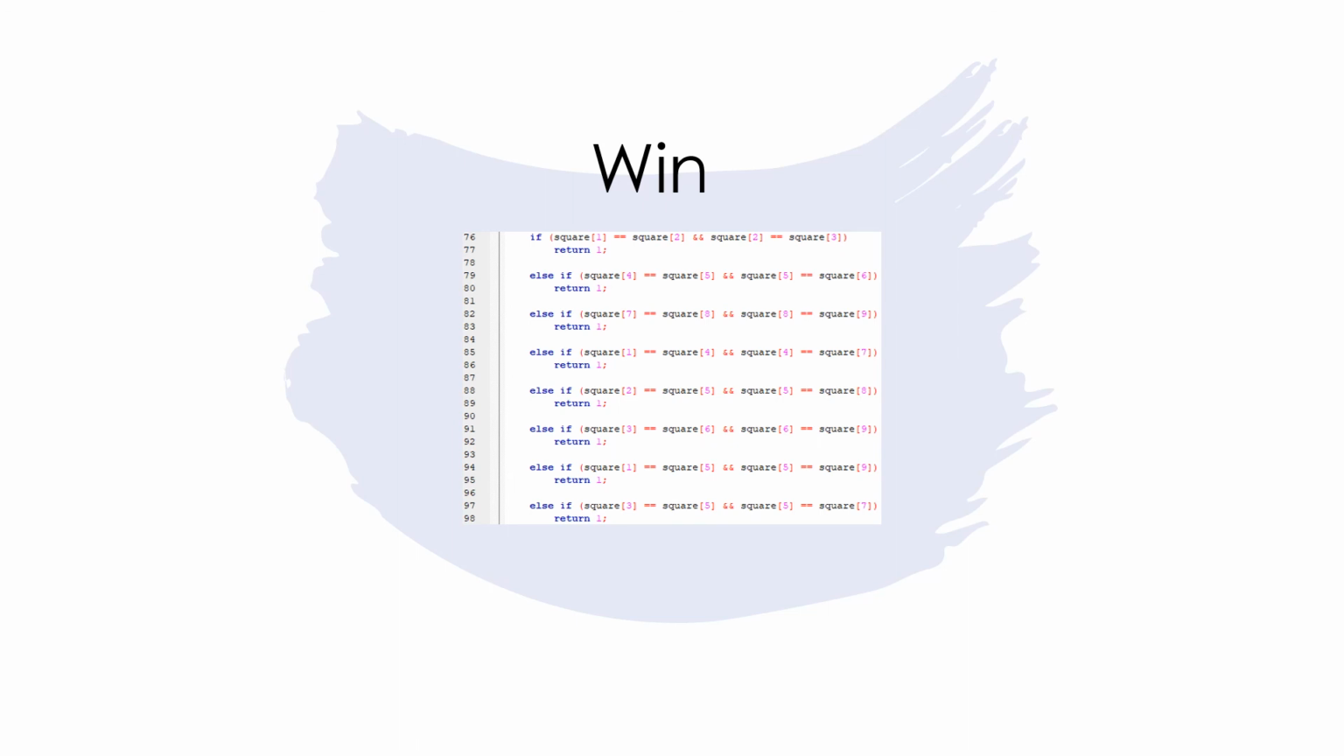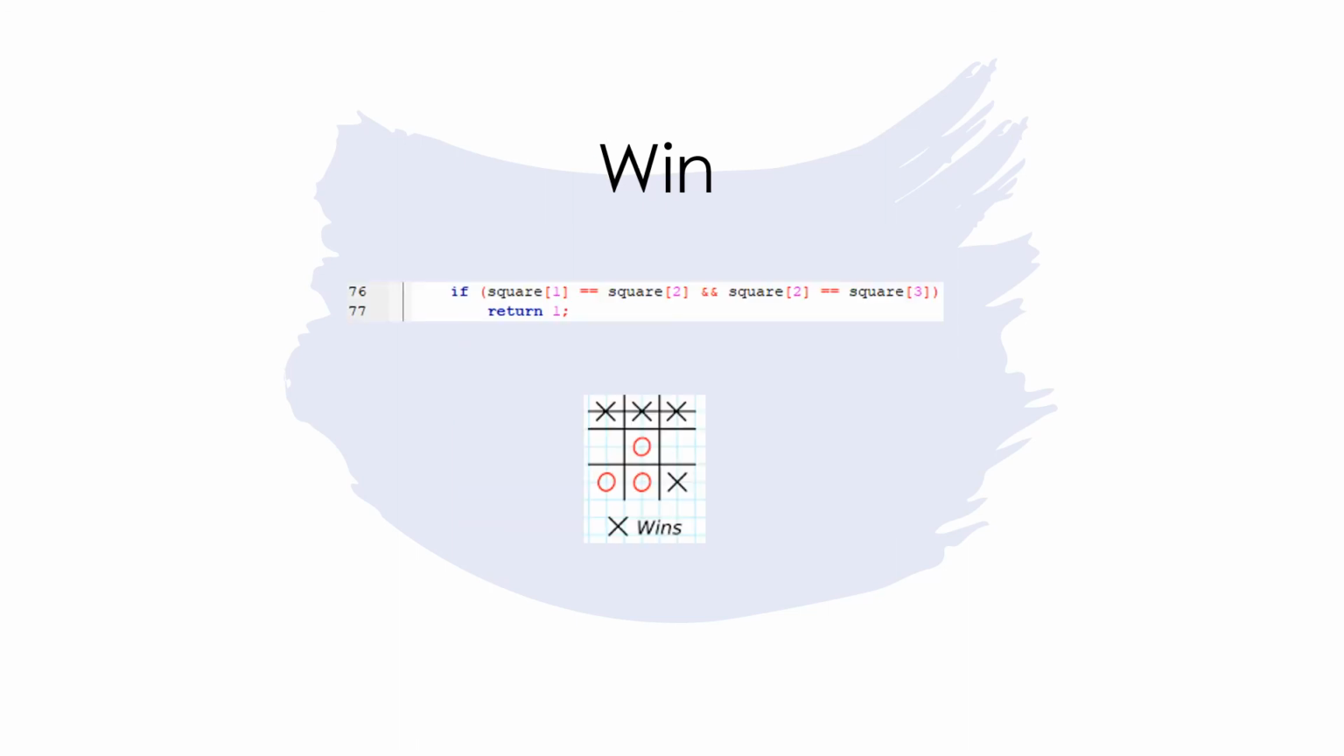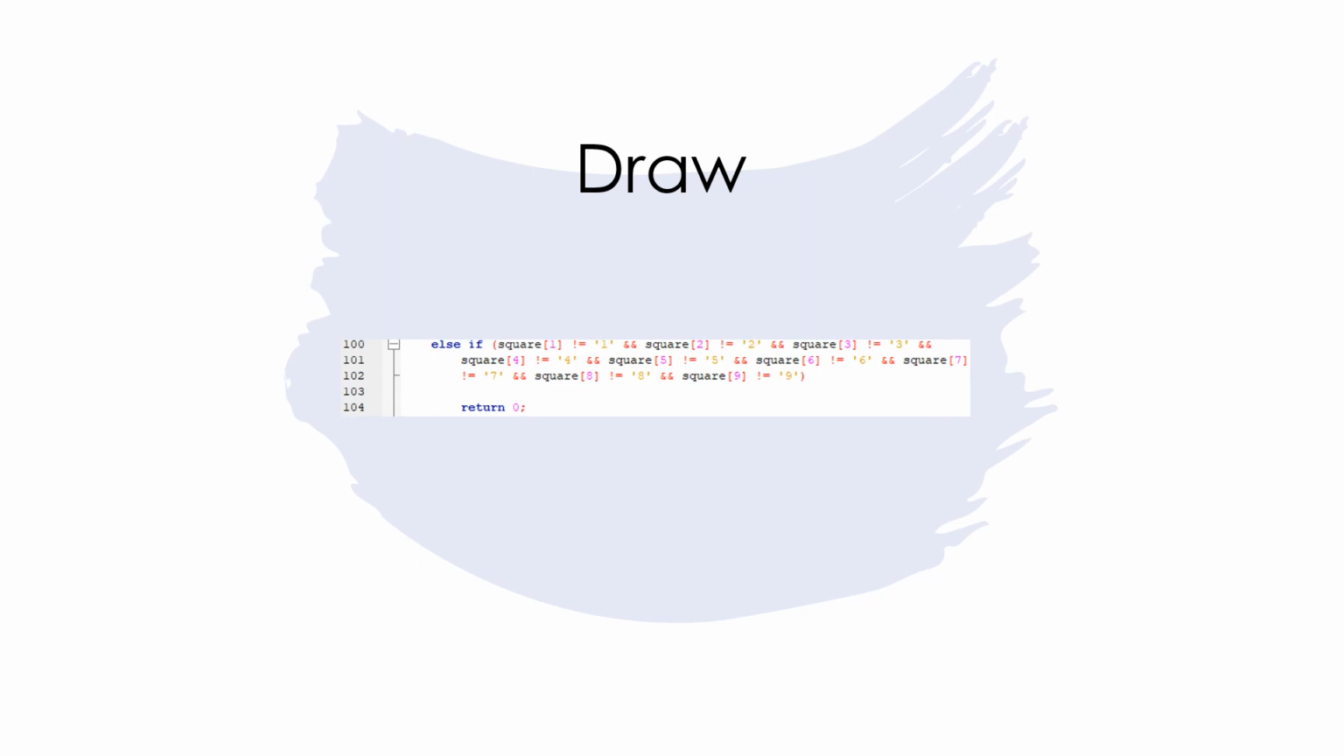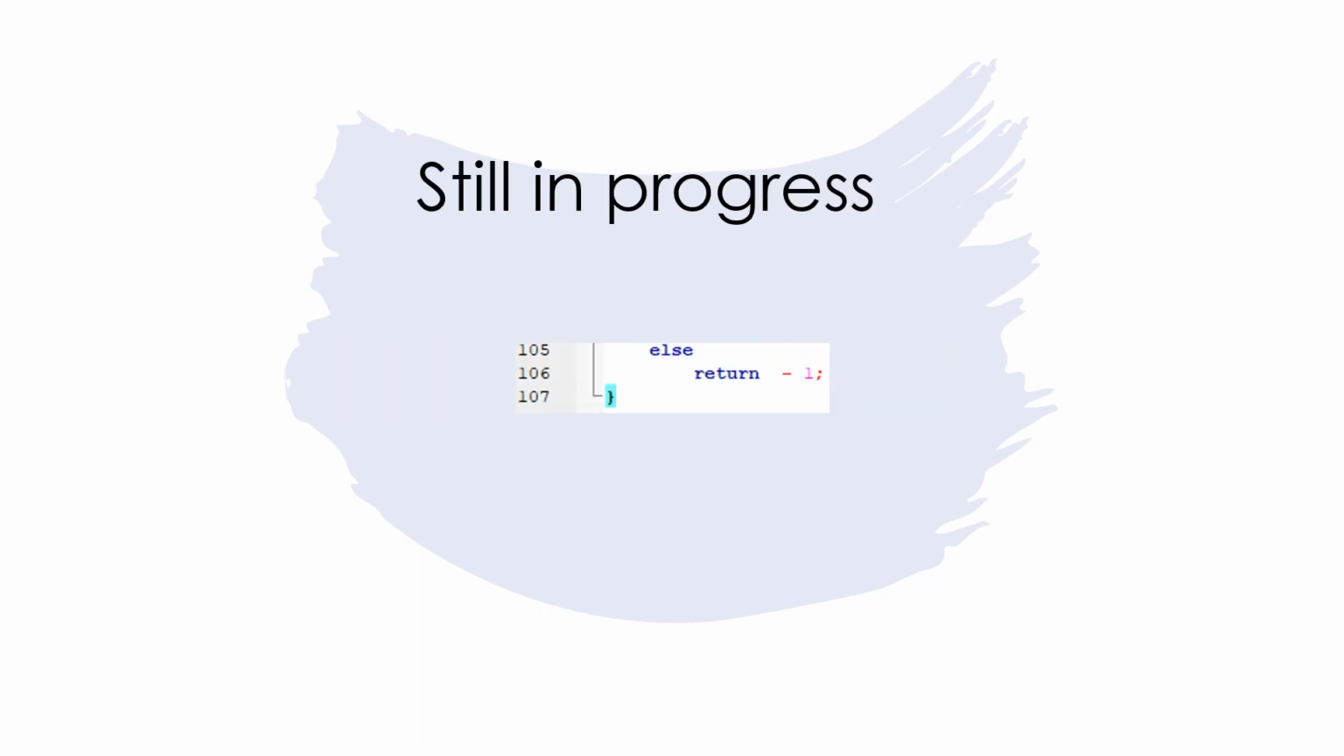For example, here, if one player places his mark in the squares 1, 2, and 3, the check_win function will return 1 to the main function, ending the do-while loop, which can only end if i is not equal to -1, and declaring a winner. The while loop will also end if the check_win function returns a 0, which will end in a draw. If the check_win returns a -1, the do-while loop continues and the game is still in progress.